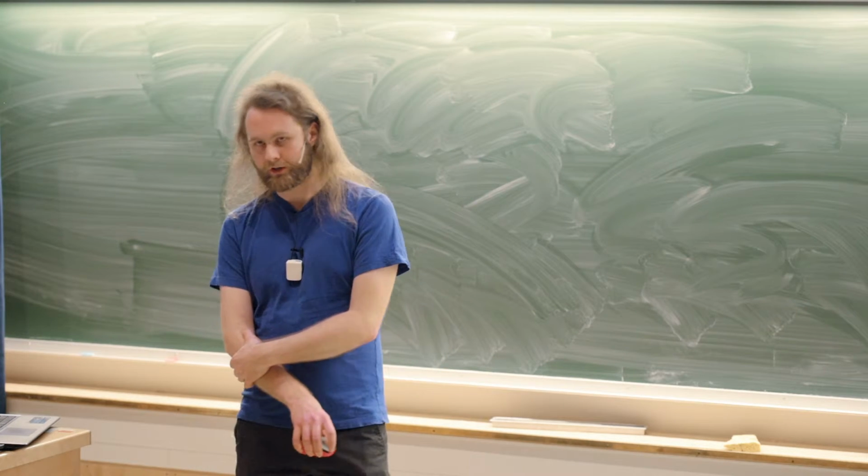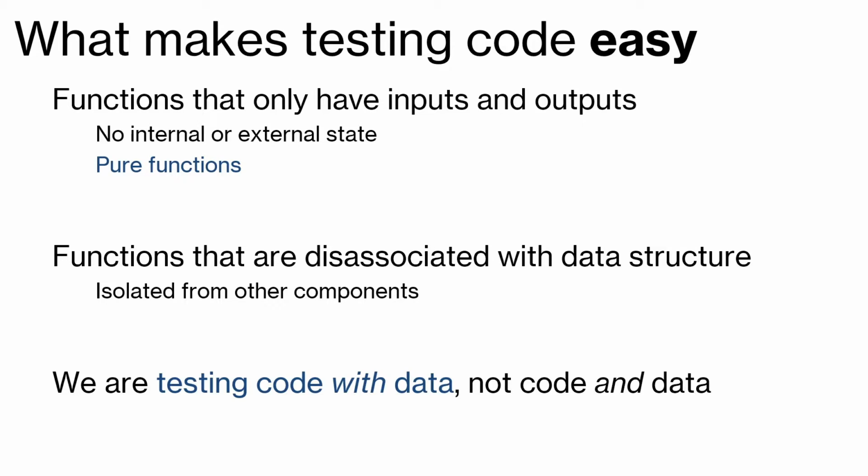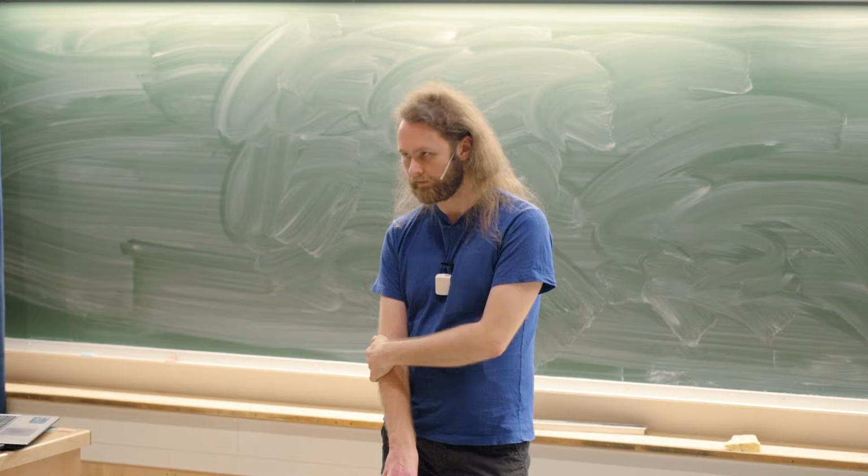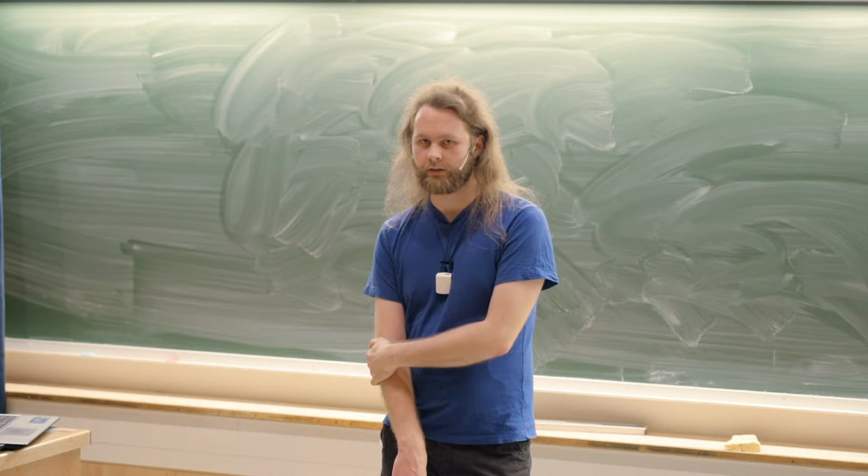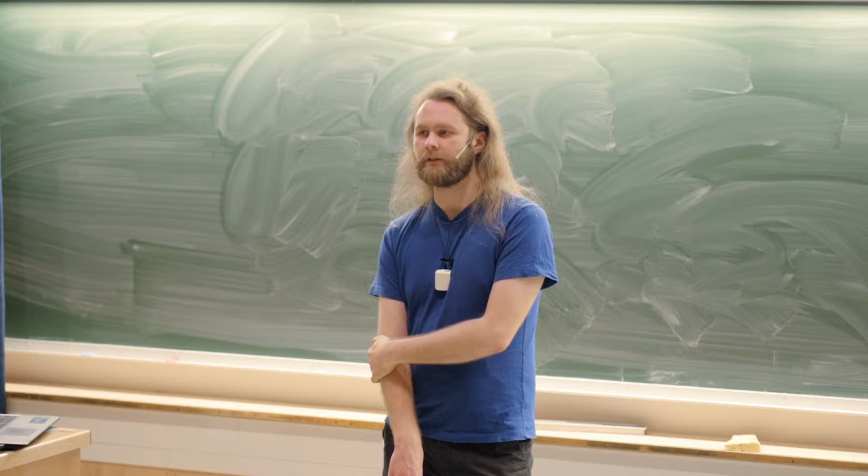So really, when we are testing the code with data, we pass the data to the code and get data back. We are not testing the code and the data. The data is just there. It's just a value. It's just immutable. It doesn't need testing. It's the function that needs testing.